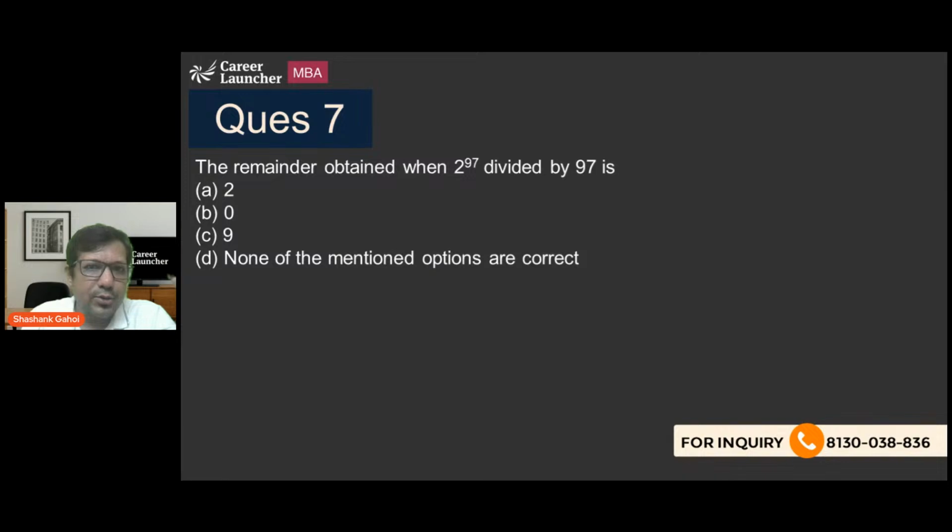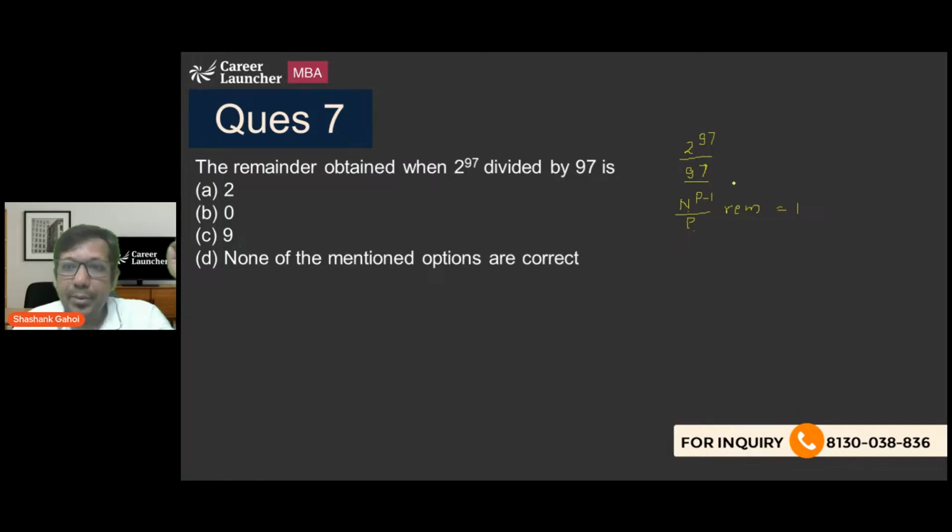Now let's look at this question. What does it say? So what is the remainder when 2 power 97 is divided by 97? So I need remainder when 2 power 97 divided by 97. In today's session itself, I told that n power p minus 1 divided by p gives you a remainder 1. N power p plus 1 divided by p gives you a remainder 1. That is Fermat's theorem, right?